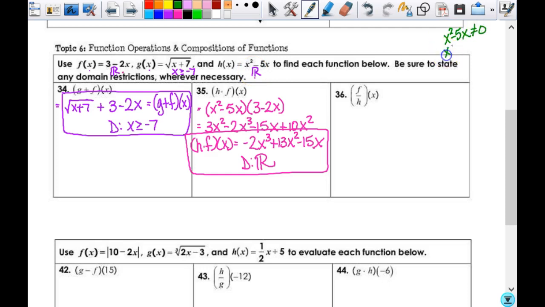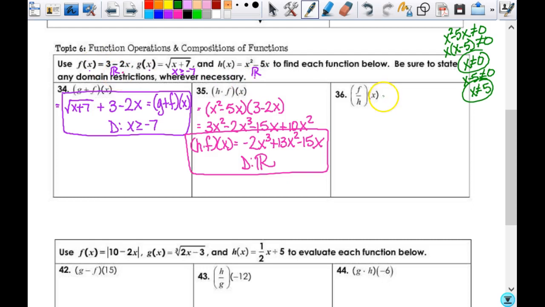I can factor out an x. That leaves me with x minus 5, which cannot equal 0. So that means x cannot equal 0, which is important. And x minus 5 cannot equal 0, which means x cannot equal 5. So those are two domain restrictions that I have in addition to anything else. Well, h was all real numbers, f was all real numbers, so there weren't any restrictions beforehand.